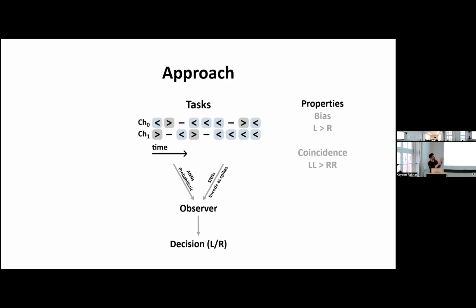And if we think about the bias and coincidence for this 9 time step trial, hopefully you can see that there's more information to the left. So there's a bias to the left. And there's also more left coincidence than right coincidence. Actually, in this example, there's no coincidence to the right. Okay, so this is the general task setup.